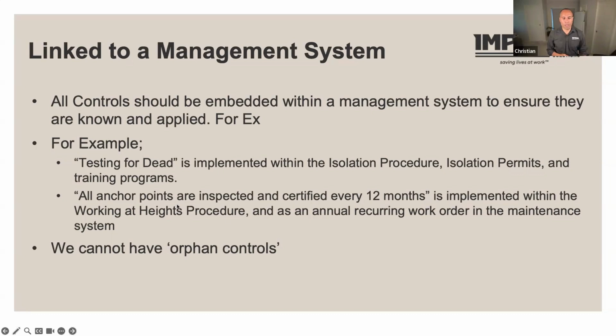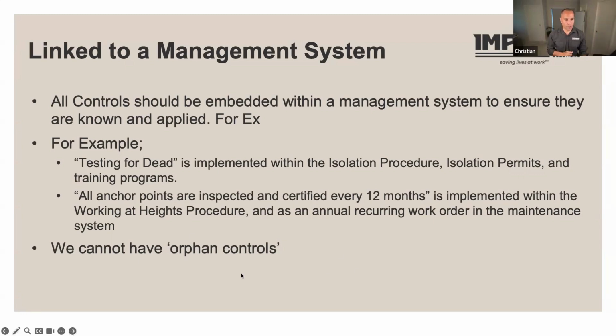A different one could be, for example, we say all of our anchor points are inspected and certified every 12 months. Okay, that's great. Now within our management system, where have we embedded that so that we ensure the control does what it needs to do forever? We could say, in our working at heights procedure, that's what we do. And then also in our maintenance system, we have a whole 12-monthly cycle that continues forever, ensuring a specialist comes in and inspects our anchor points.